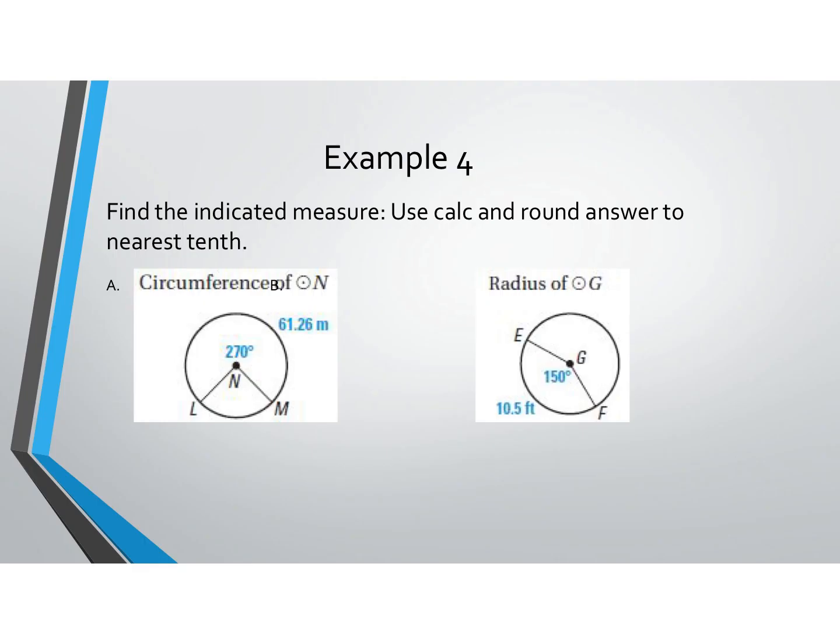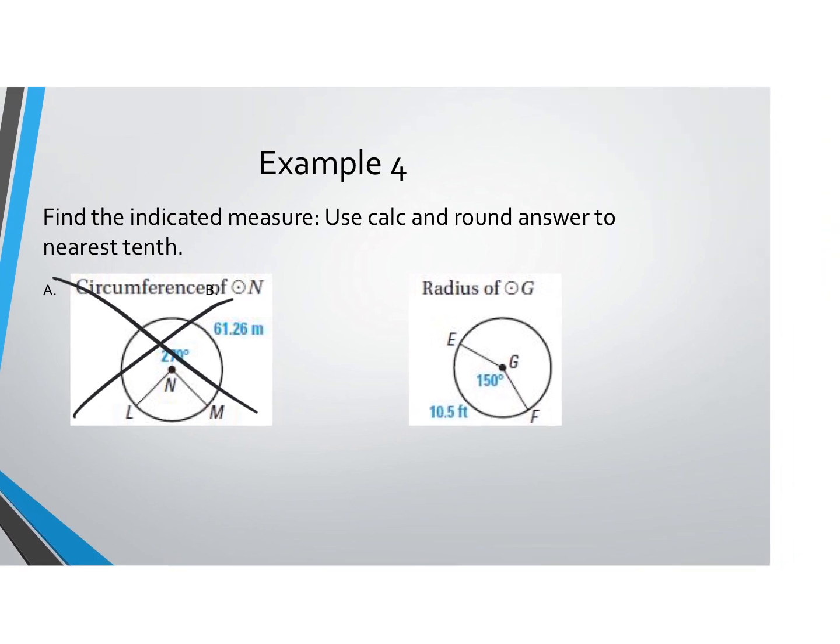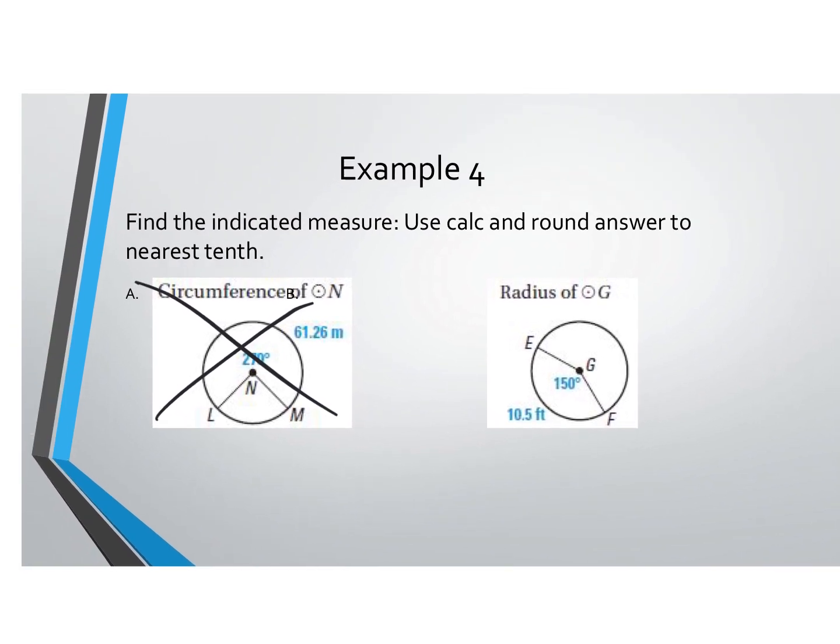Okay. Moving on, example 4. Guys, we kind of already did A, so cross A out. Let's go ahead and do the second one, B. It says, find the indicated measure. We are going to use a calculator and round our answers to the nearest tenth. Are we going to use pi in our calculator for this example? Yes, because we're rounding to the nearest tenth. It doesn't say leave our answers in terms of pi.